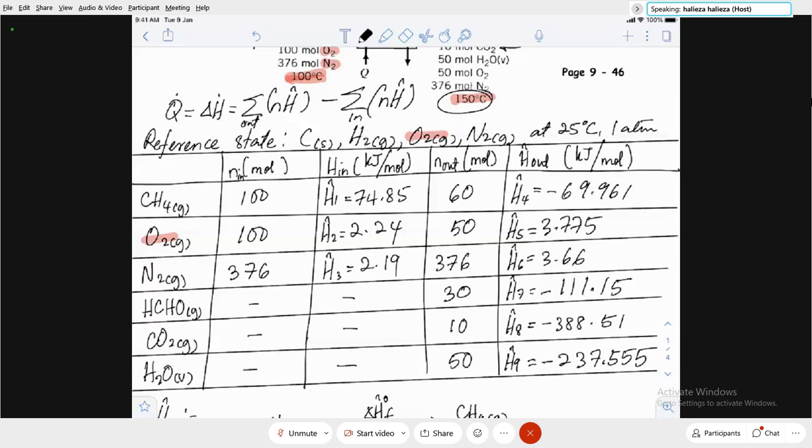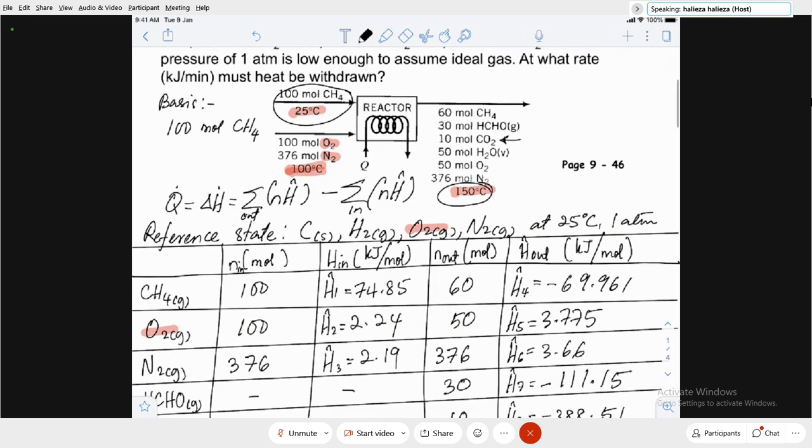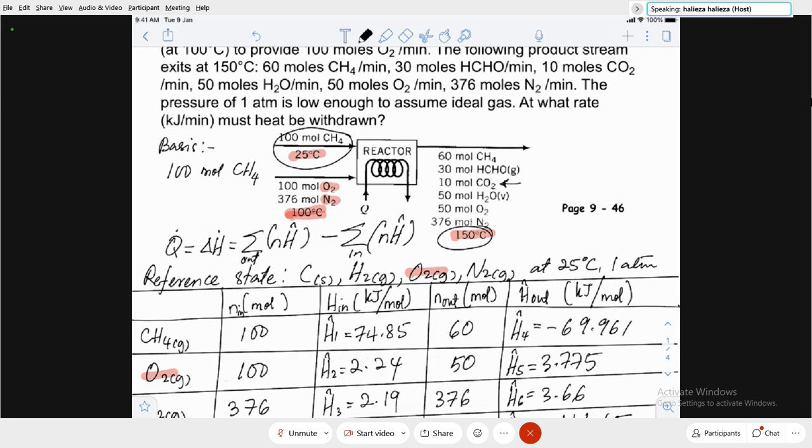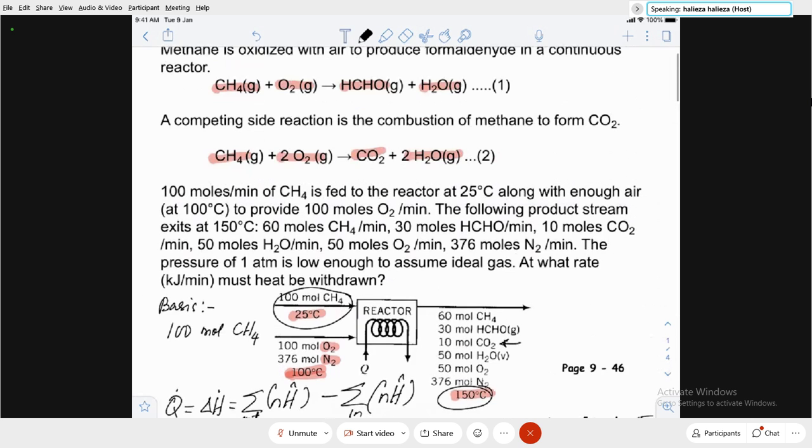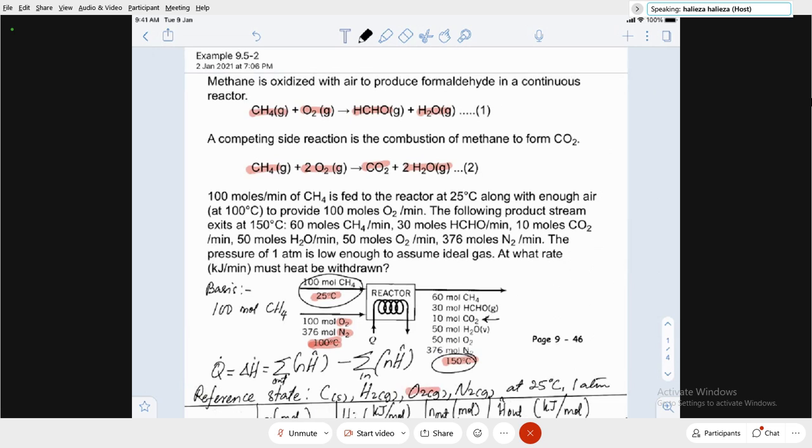Yes, Ayman. Why can't we add the compound CH4 or H2O in the reference state? Why? Because you are using the heat of formation method. You can use the compound as your reference state if you are using the heat of reaction method. Yes. So the heat of reaction already includes the heat of formation, right?